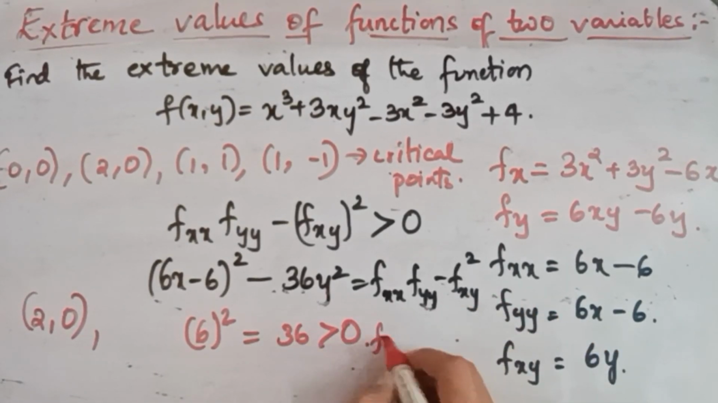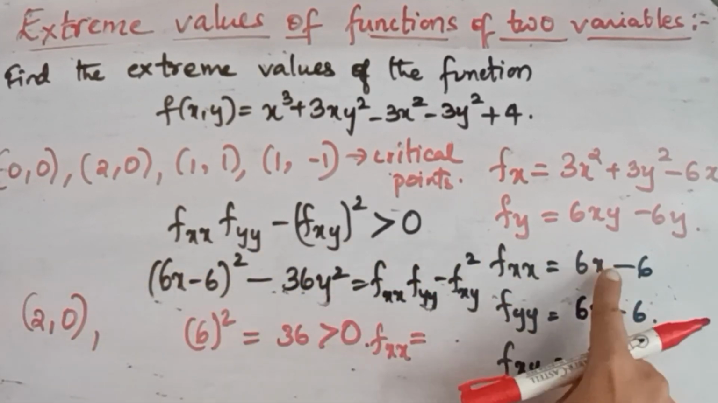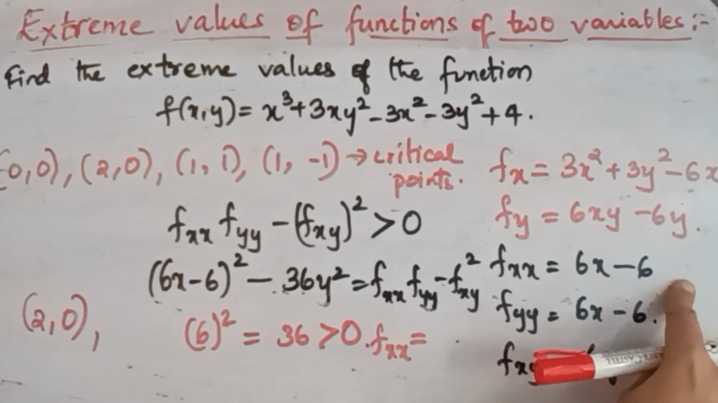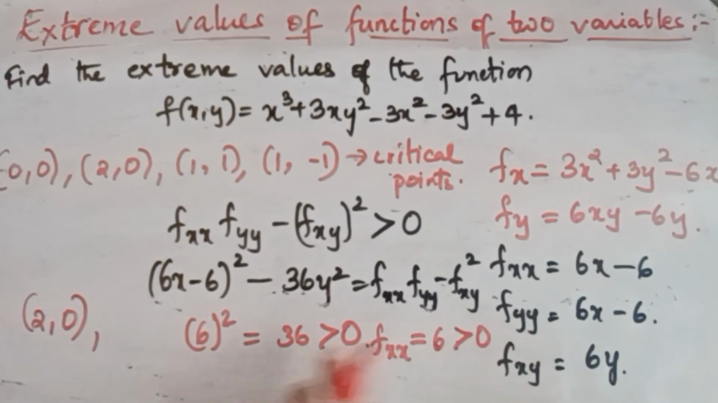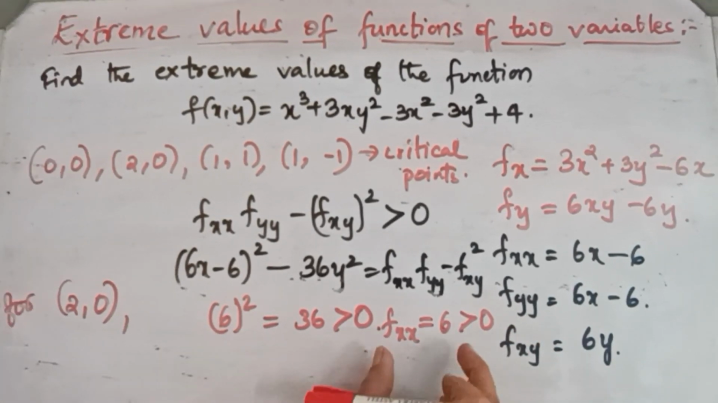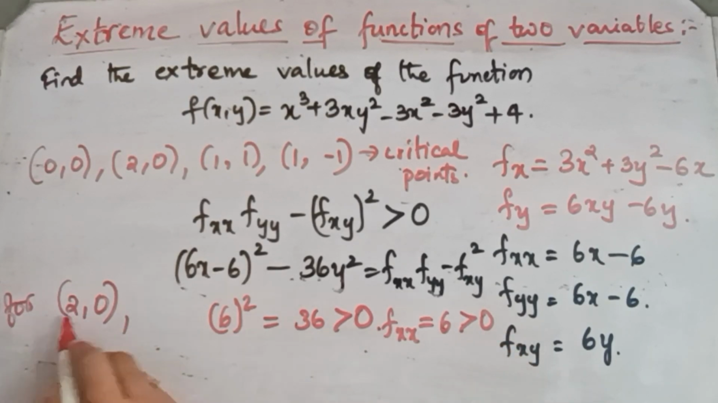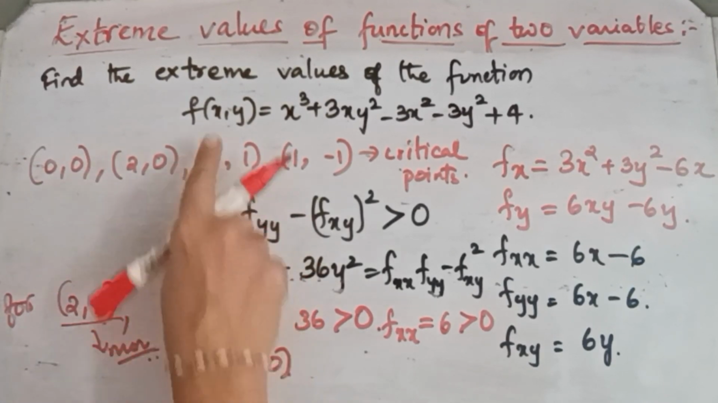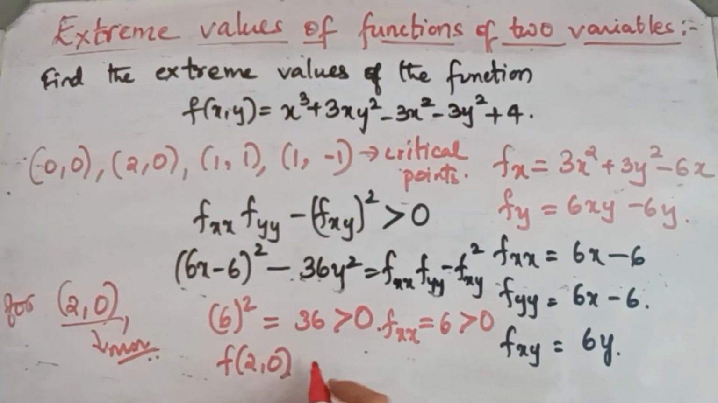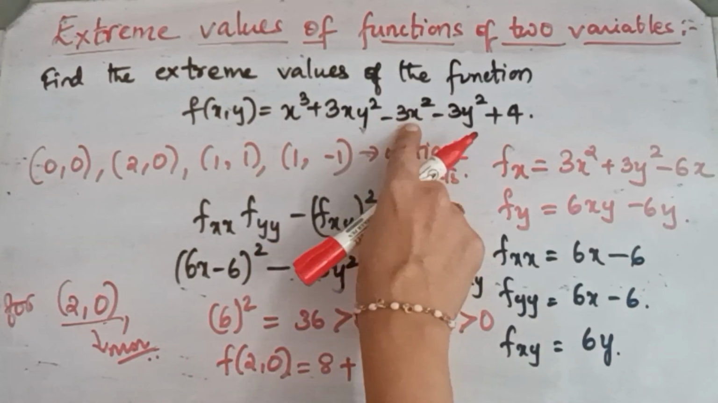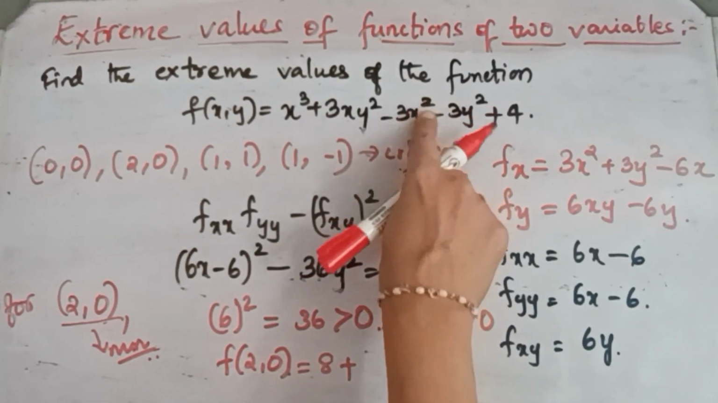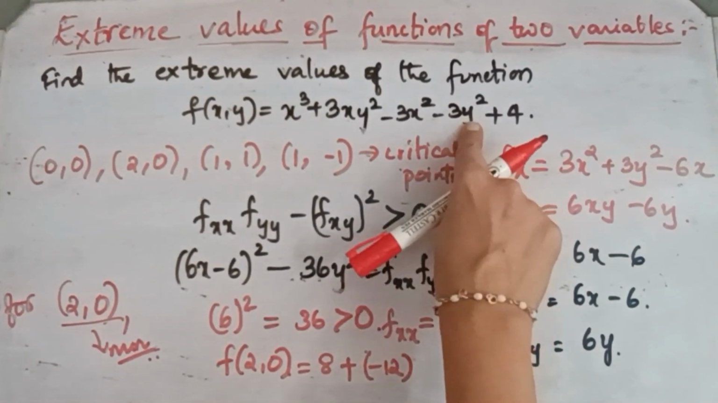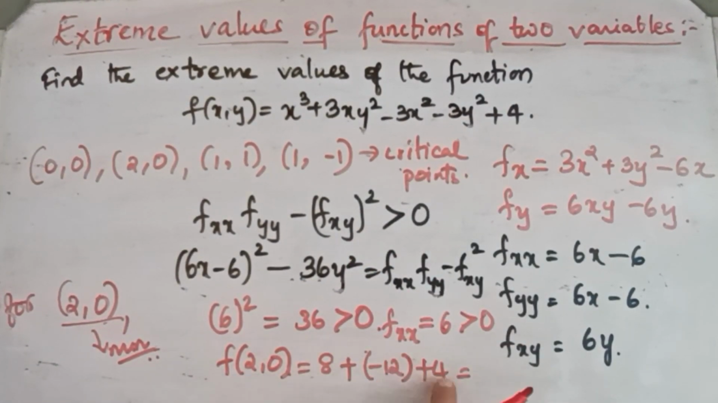Therefore you have to check the sign of fxx. fxx is equal to, put x equal to 2, 6 into 2 is 12 minus 6, which is 6, that is positive. Therefore, this quantity is anyway positive. fxx is also positive, means this is the point of minimum. So what is the minimum value of the function? Put x equal to 2 and y equal to 0 in the function. 2 cube is 8 plus, anyway this is 0. 2 square is 4, 4 into 3 is 12, minus 12. This is 0 plus 4. So this gives you 12 minus 12, that is 0. So the minimum value of this function at 2 comma 0 is 0.